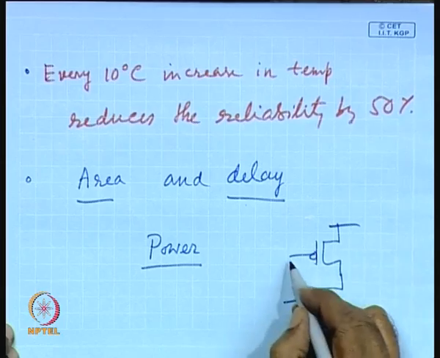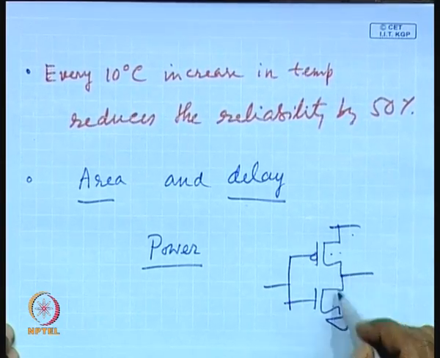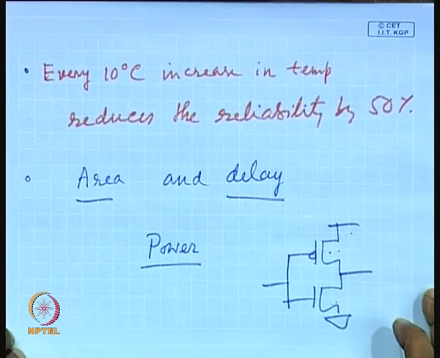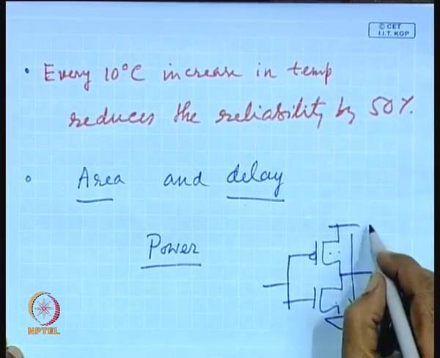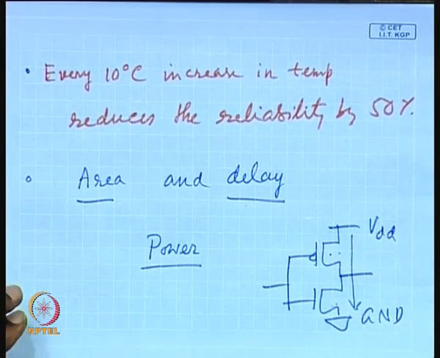This is the simple inverter. Both the transistors turn on for a certain input voltage range, and during that there is a shorting between VDD and ground, and this is known as the short circuit power.